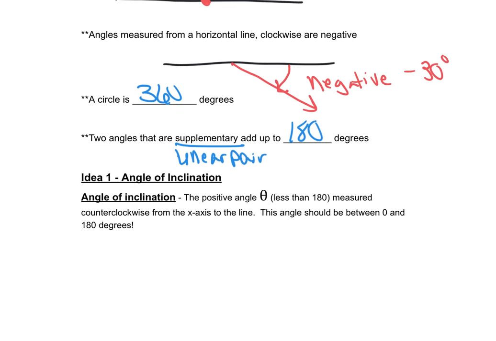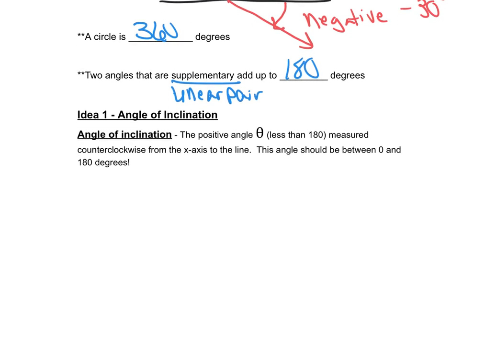Okay, so now getting started with what we're actually going to start looking at is called the angle of inclination. And the angle of inclination is the positive angle. As we start moving into higher level maths, we're going to get these Greek letters that we use for angles. And so this angle right here is called theta. Okay, so you're going to have a positive angle that's less than 180 degrees measured counterclockwise from the x-axis to the line. This angle should be between 0 and 180 degrees.